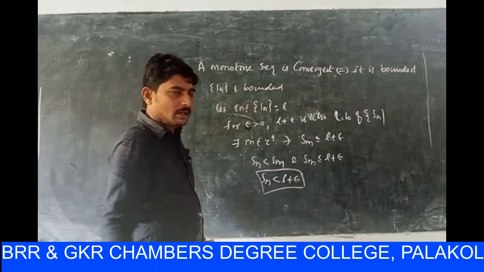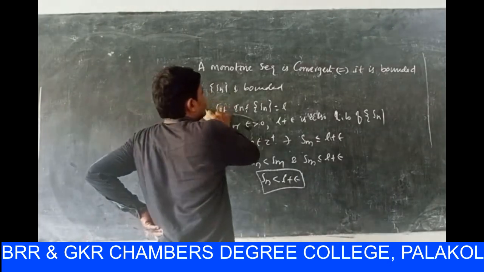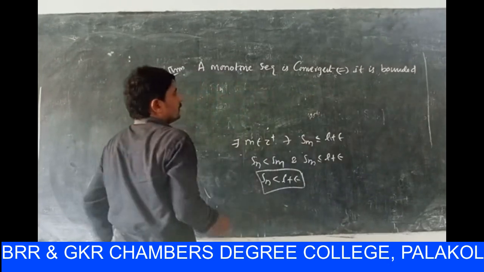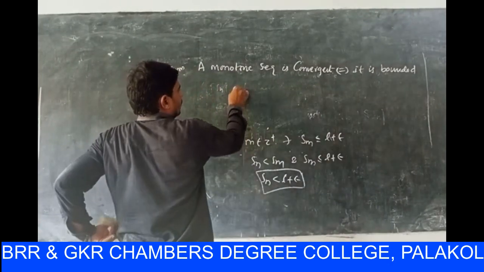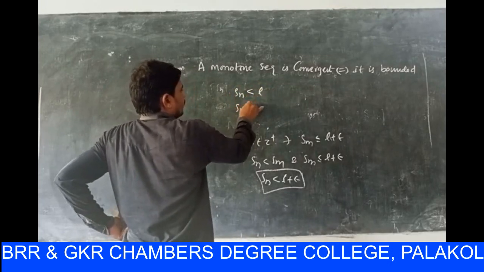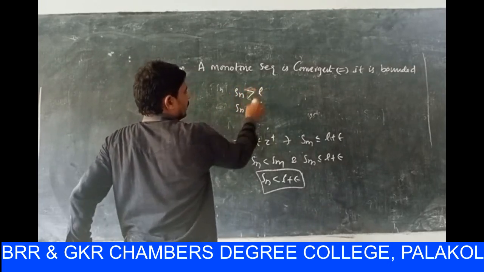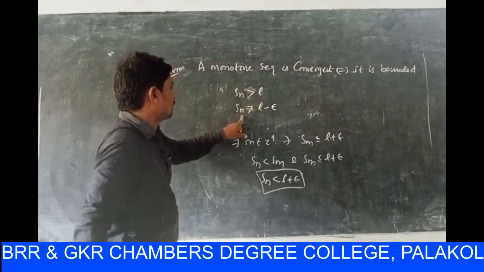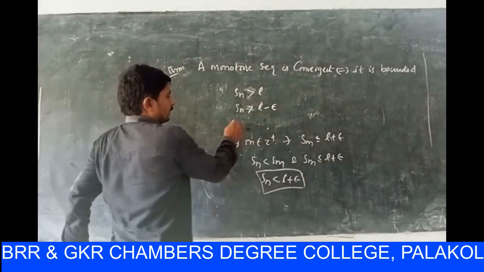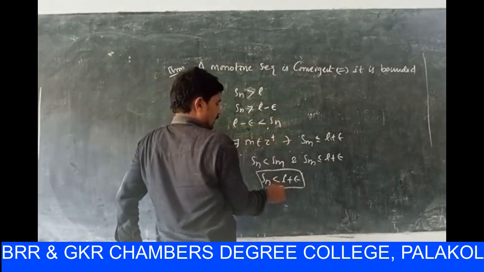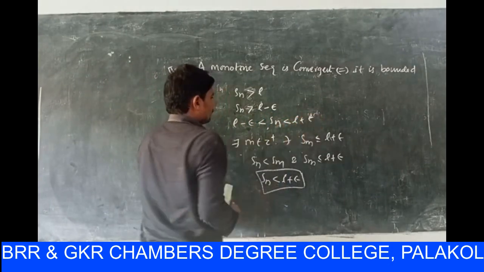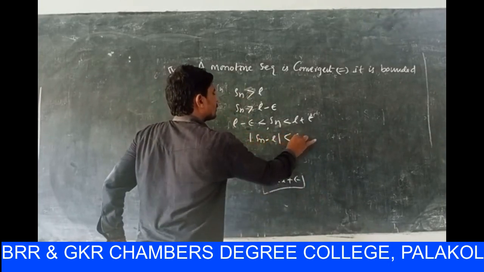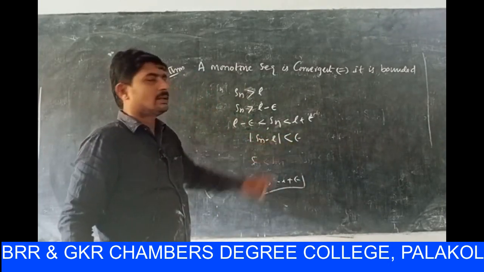Similarly, since the sequence is bounded below, the infimum means Sn is greater than L, so Sn is also greater than L minus epsilon. That means L minus epsilon is less than Sn, but here Sn is less than L plus epsilon, which implies modulus of Sn minus L is less than epsilon. From this we say that the sequence Sn is convergent.